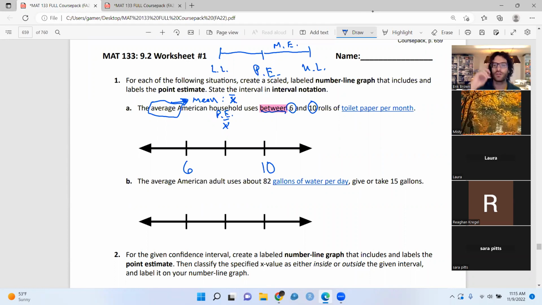Okay, so you said you had a formula to calculate X bar. What is it? Well, you have to add the upper limit and the lower limit and divide by 2. Nailed it. So 6 plus 10 is 16, divided by 2 is 8. So X bar, or the mean, is 8. Good. Now, that formula works if you know the lower limit and the upper limit.